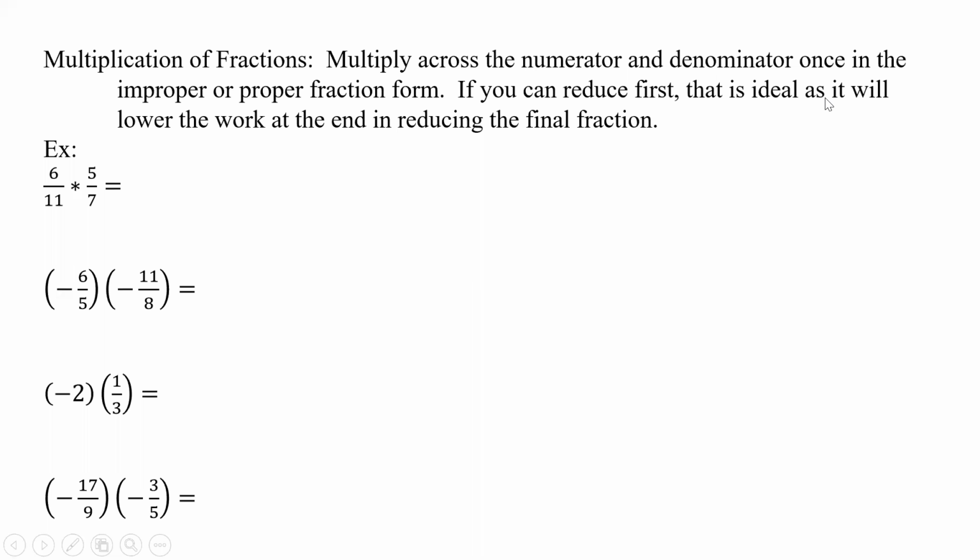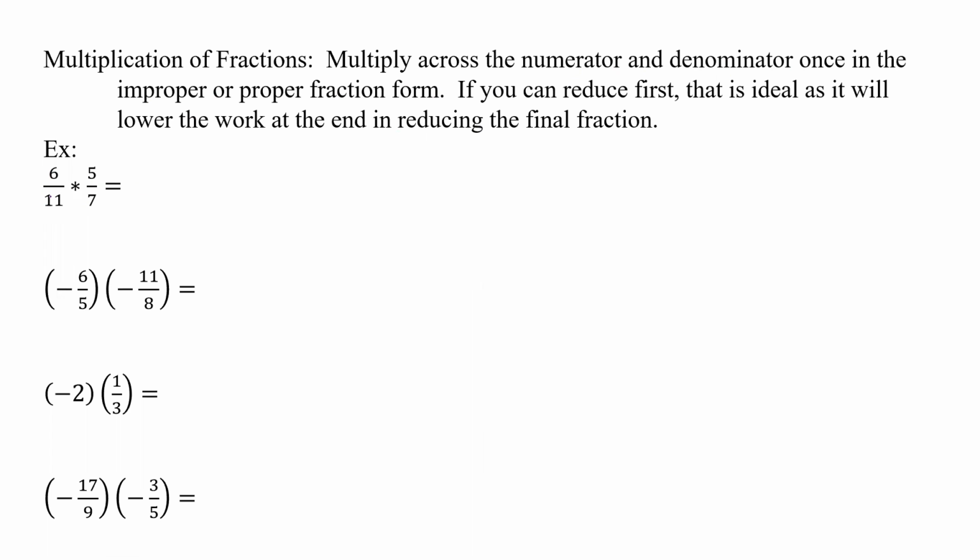All right, so let's move on a little bit more into this multiplication of fractions. So again, we already talked about this, but what we do is we multiply across the numerator and the denominator, once in the improper, or if it's a proper fraction form. Now, if you can reduce first like we did before, that's going to be ideal as it's going to lower the work at the end and having to reduce your final fraction. So let's look at some examples.